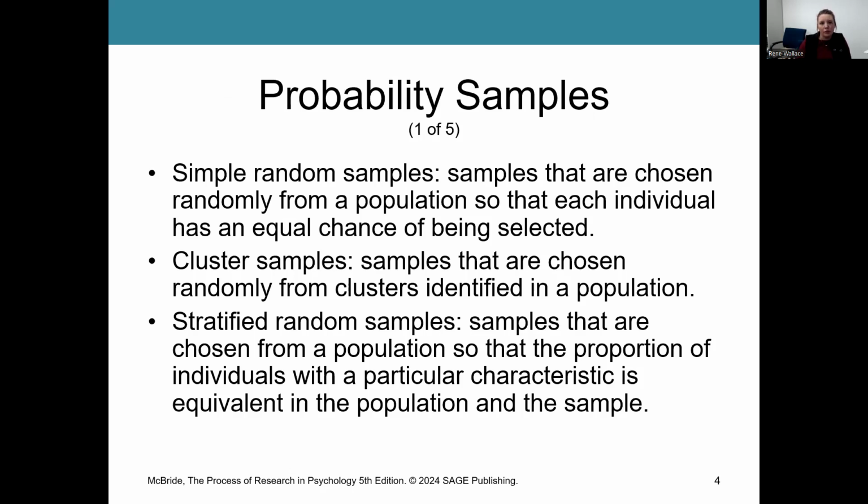Simple random samples. Those are samples that are chosen randomly from a population. And that means that every individual in that population, everyone with Alzheimer's, every third grader in your area, whatever, they all had an equal chance of being selected for your sample, for your group. Cluster samples are samples that are chosen randomly, but they're from clusters of identified like groups in that population. And then stratified random samples are samples that are chosen from a population so that the proportion of the individuals with a particular characteristic is equivalent in the population and the sample.